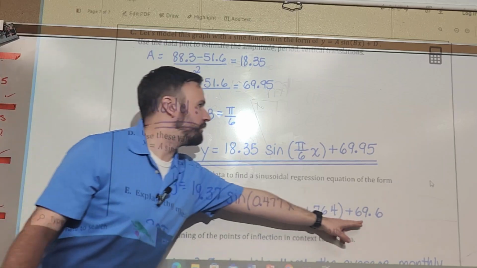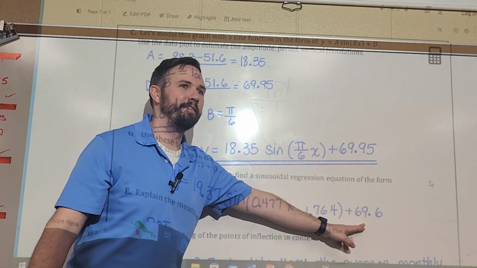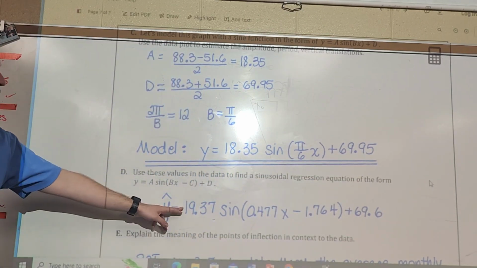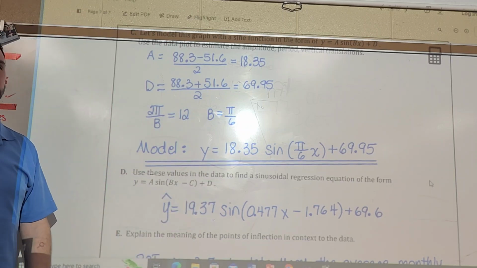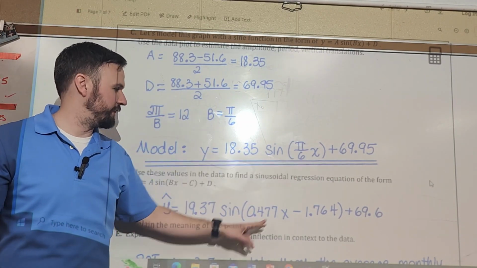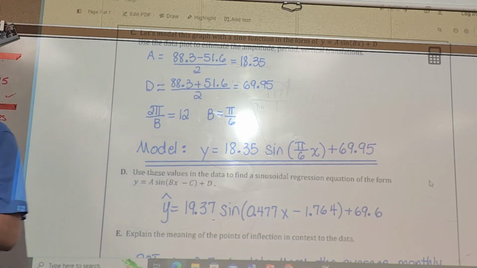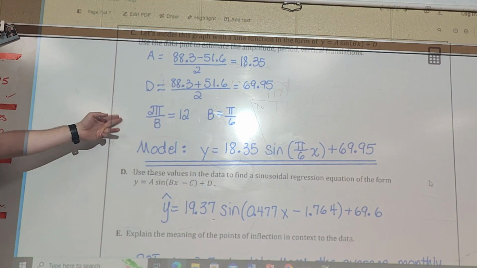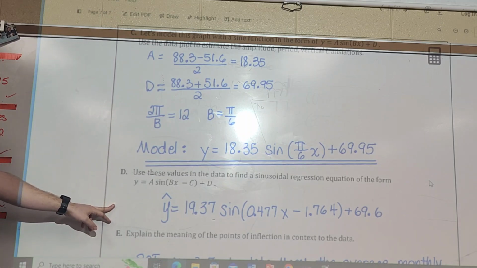But look at this. Is our midline the same almost? Almost. Our amplitude is very similar, right? Pi over 6 is about 0.5 something. Very similar, right? Now, hear me out. Which one of these do you think is actually quicker? This is actually quicker, right? Because it takes forever to plug in stuff. But now pay attention. How do you know which one to use?